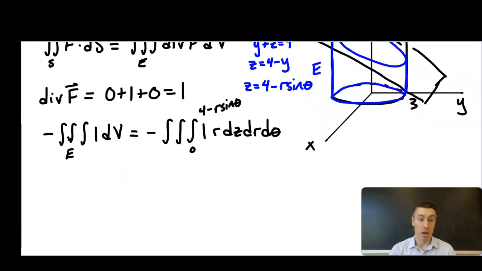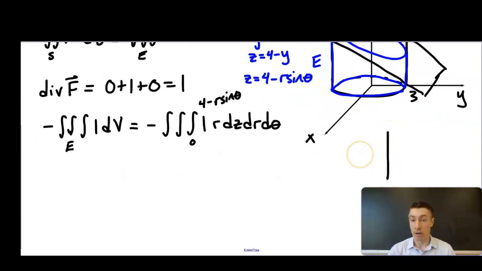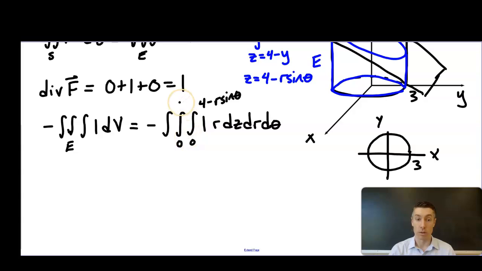And then we can draw the region on the xy plane to figure out our r and theta bounds. So we have a circle of radius 3 as the region we'd be integrating on the xy plane. So converting that to r's and thetas, that means r goes from 0 to 3, theta goes from 0 to 2 pi. If we evaluate out this triple integral in cylindrical coordinates, we're going to get negative 36 pi.